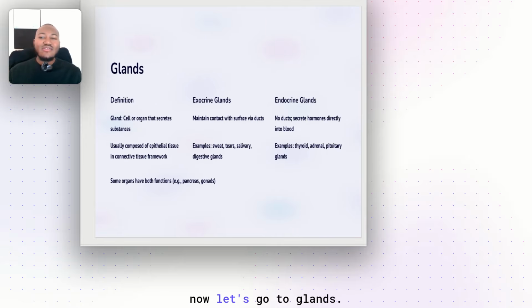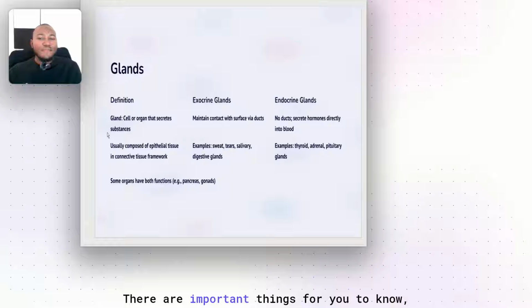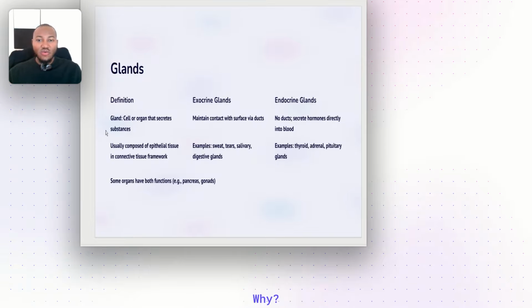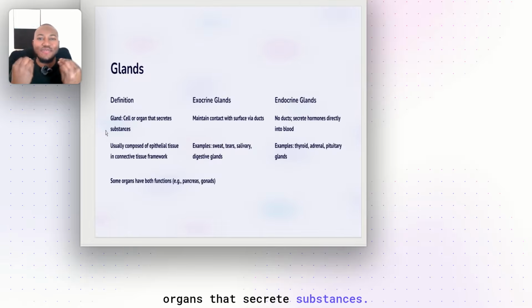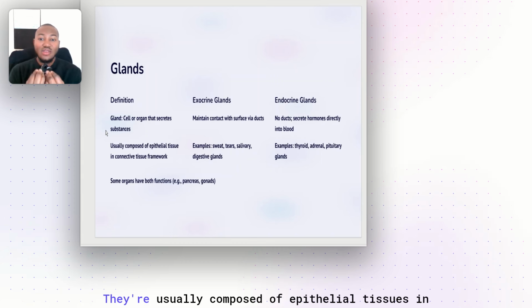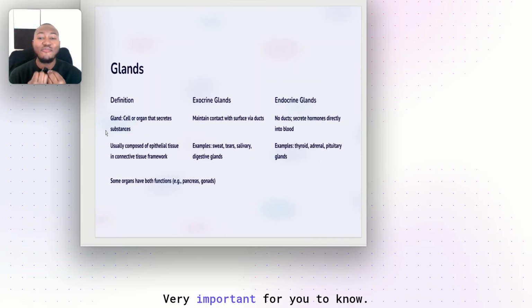All right. Now let's go to glands. Let's talk about glands briefly. An important thing for you to know is the definition. Why? Because glands are cells or organs that secrete substances. They are usually composed of epithelial tissues in a connective framework. Very, very important for you to know.